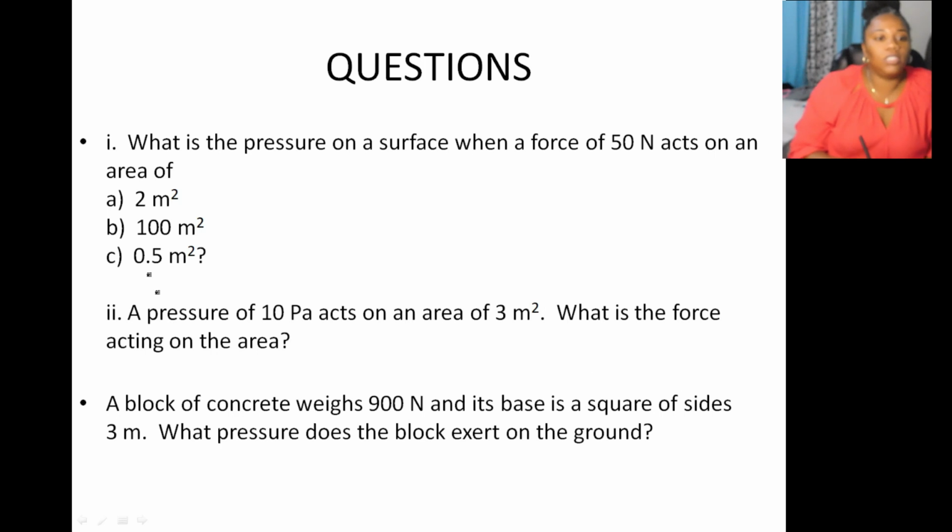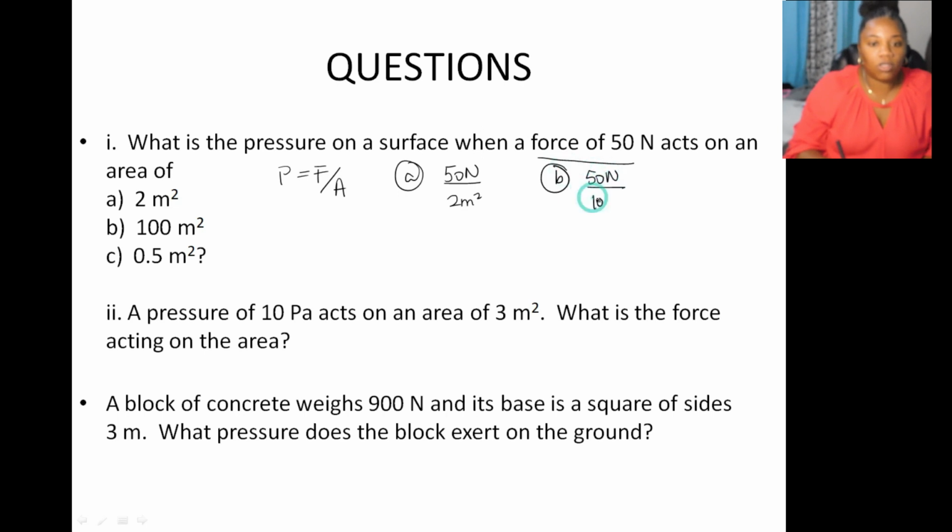So it says now, what is the pressure on a surface when a force of 50 newtons acts on an area? We're dealing with solids right now, and we know the force is 50, and we have these areas here. Pressure is equal to force over area. So for A, we have 50 newtons over 2 meters squared. B, 50 newtons over 100 meters squared. And C, 50 newtons over half a meter squared.